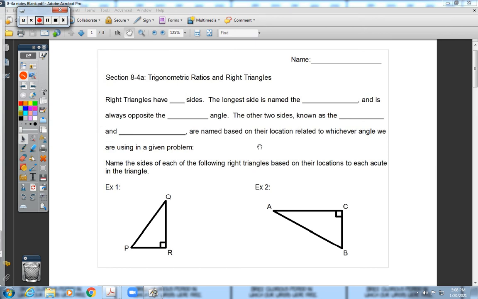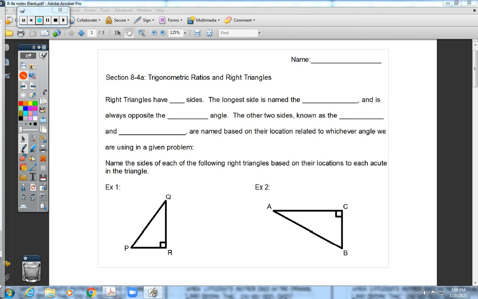Hey ladies and gentlemen, welcome to the video notes for Chapter 8, Section 4, which is entitled Trigonometric Ratios and Right Triangles. We're going to have a total of 6 videos for Section 8-4, 3 of them covering the first half of the lesson, 8-4A, and 3 of them covering the second half of the section, which we're entitling 8-4B. So what we're talking about here is we're introducing the idea of trigonometric ratios as they deal with right triangles.